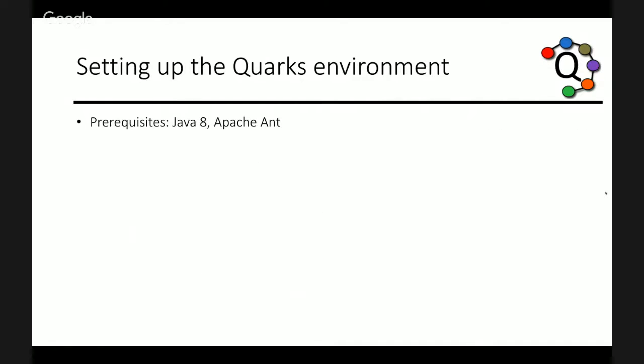So once your Pi is booted up, you should see your desktop, and we can now start setting up your Pi to work with Quarks. To build Quarks, there are only a few steps we need to take, and it is assumed that you are running Java 8 and you have the Apache Ant build tool installed.